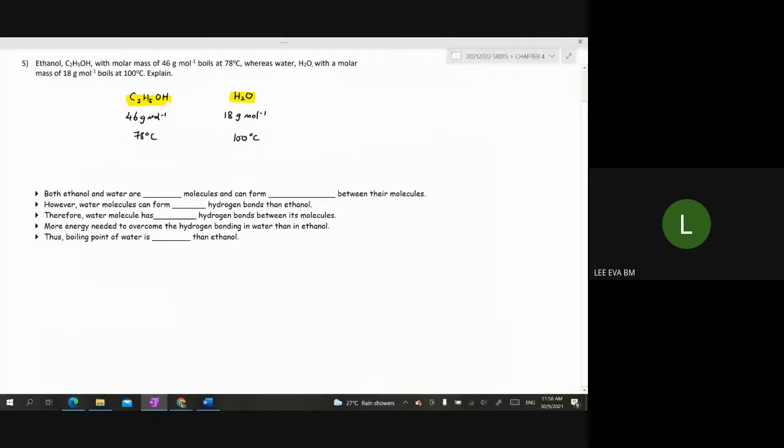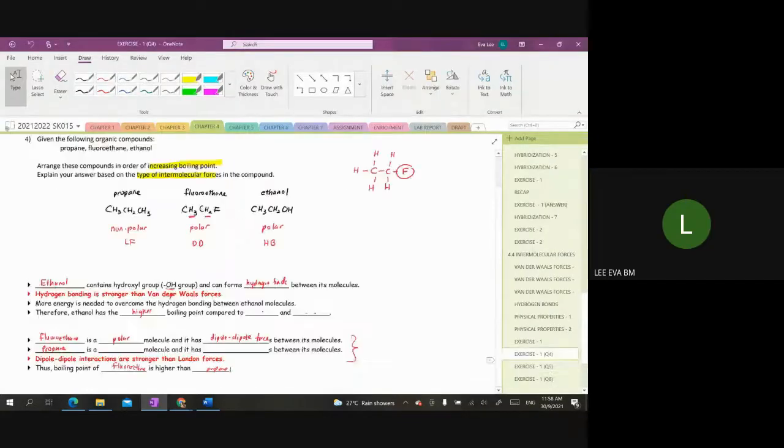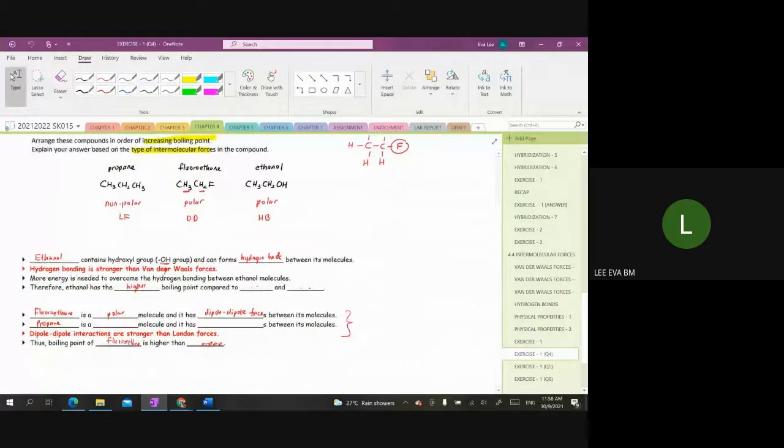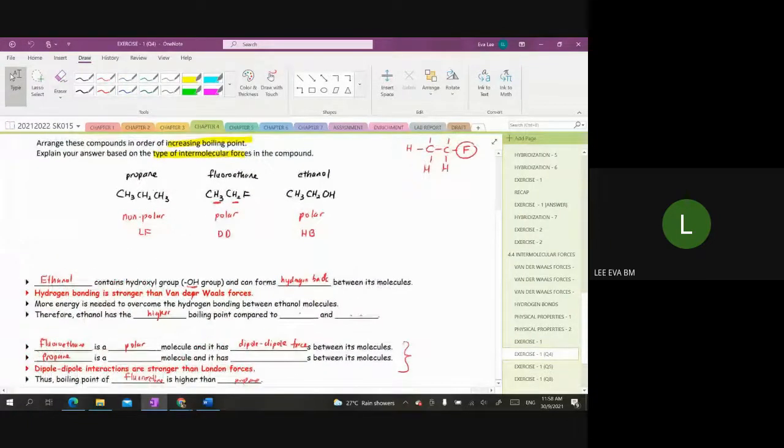Okay, this one is interesting. Question number 5. For the earlier one, you have already copied it and taken a picture, so no need to add. Madam gives you the empty space to speed up the process, so you can drop the answer straight in. But normally, you need to write the answer on your own.